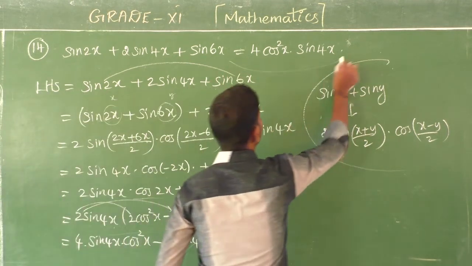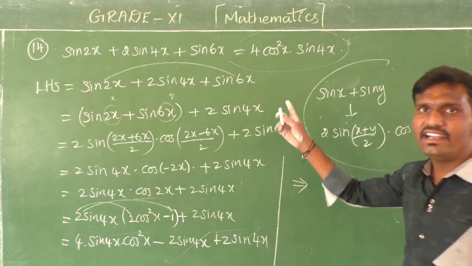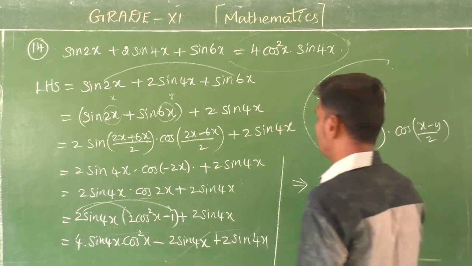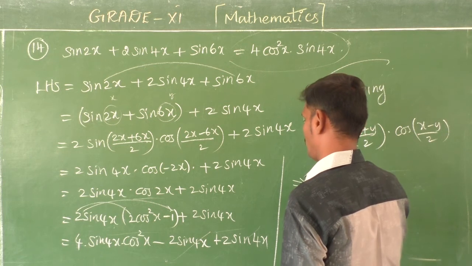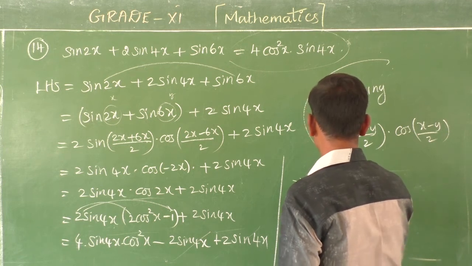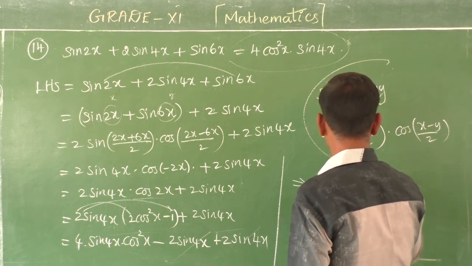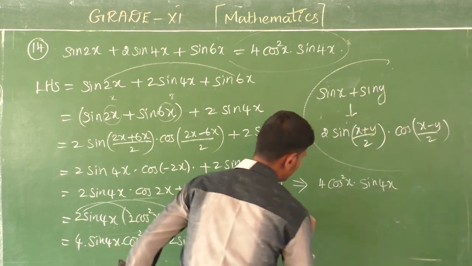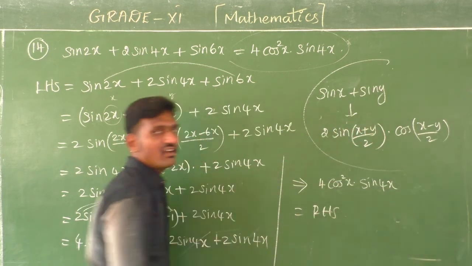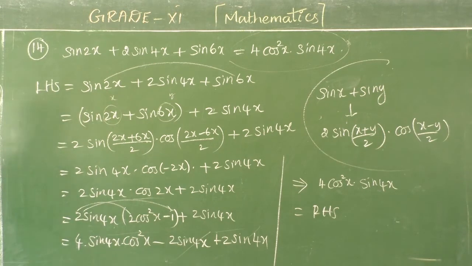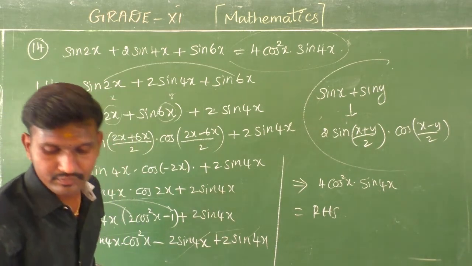So this is your right side. Based on the right side, I am arranging to write: 4 cos square x into sin 4x. So this is your right side. Have you got it, children? Yes. Refer for one moment. Fine, children. Shall we move to the next question? Yes, fine.